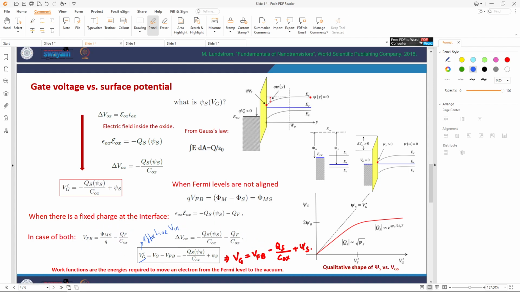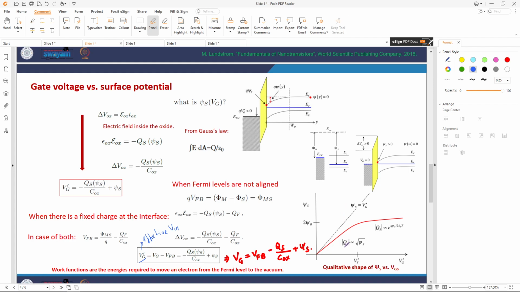And that is given by this, like the difference is given by this quantity VFB. That depends essentially on the differences in the Fermi level of the metal and the semiconductor and the oxide capacitance. So it is phi ms by q and Qf divided by Cox. So this is essentially the delta Vg that happens across the metal and the oxide layer when going to the semiconductor part.